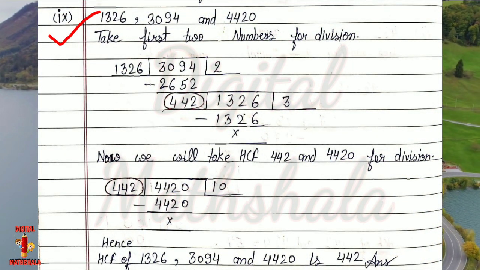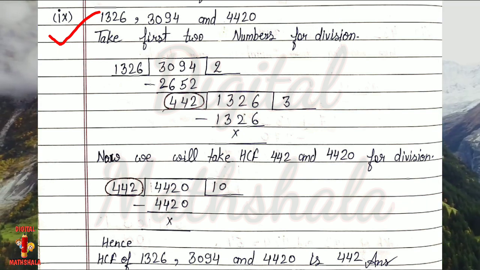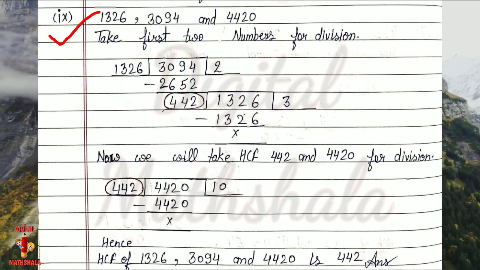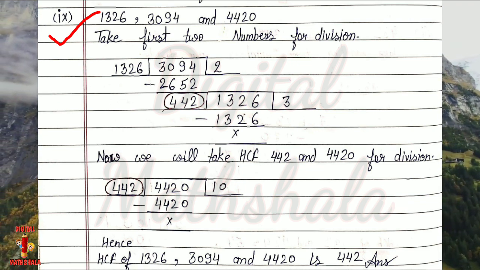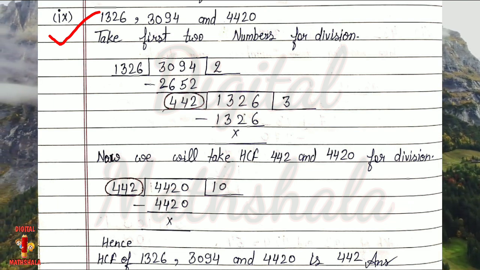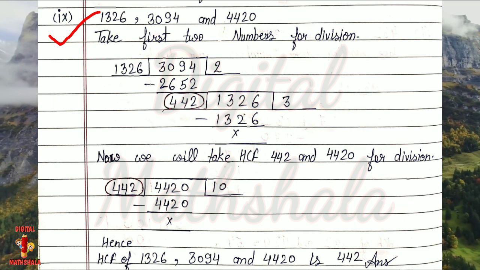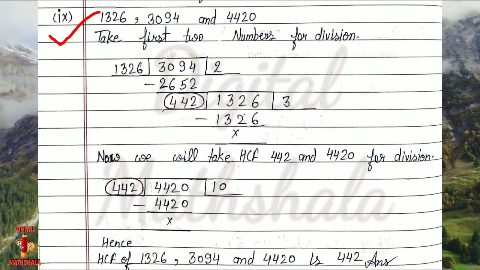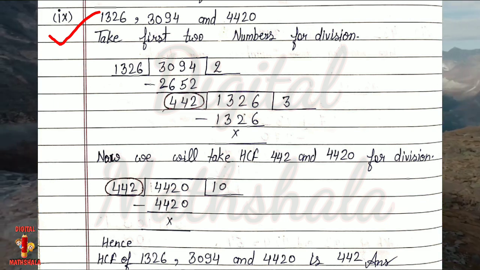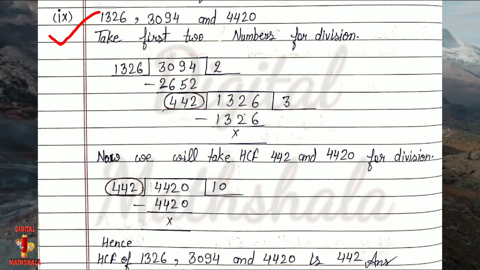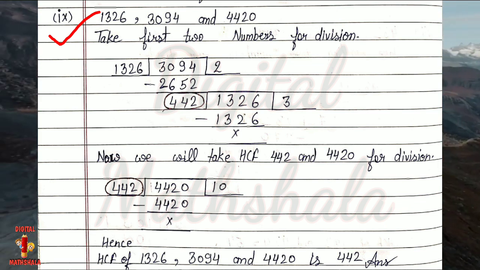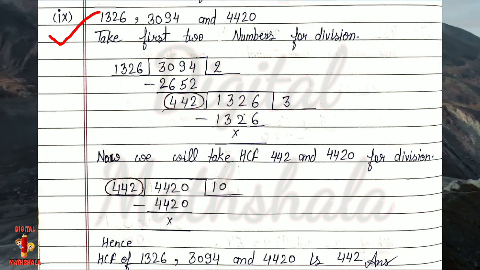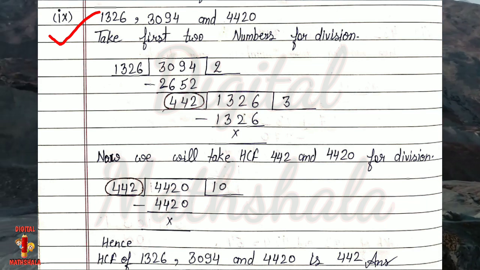So here in the ninth part, as we know that all the numbers are arranged in ascending order, we will take the starting two numbers for the division. Now as you know that 1326 is smaller and 3094 is bigger, 1326 will be the divisor and 3094 will be the dividend. Now after dividing we will have remainder 442. Now this will be a new divisor, and 1326 will be the new dividend, and then it will go 3 times, and the remainder will be 0.